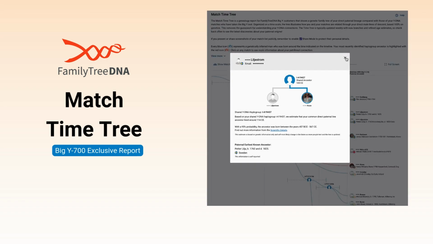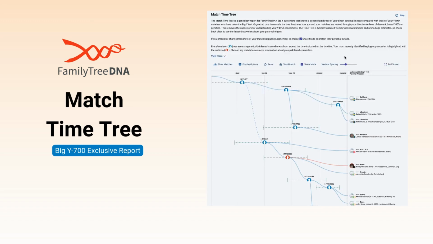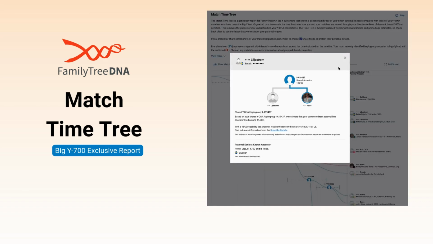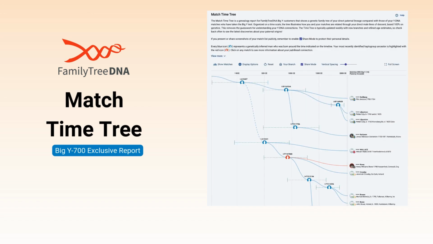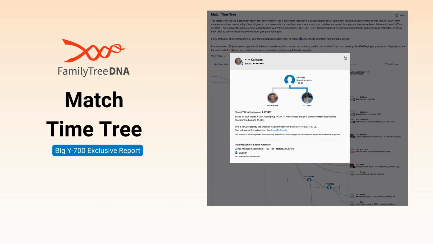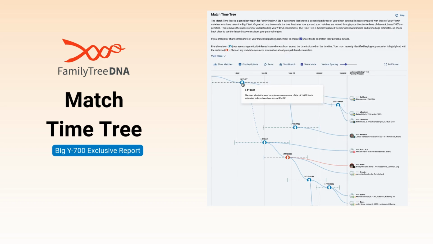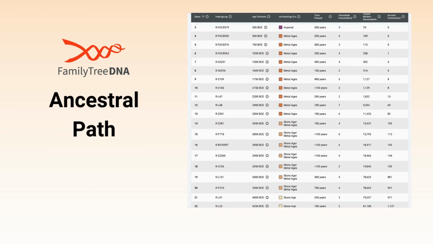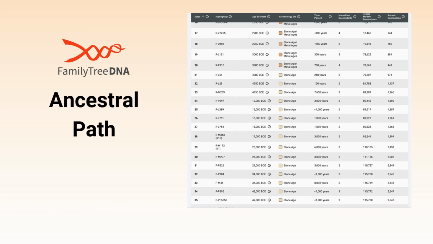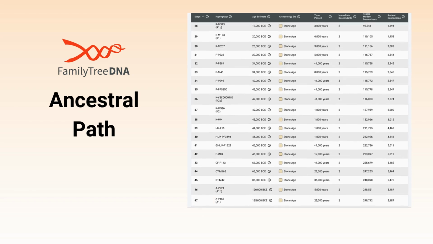The match time tree is a more recent addition to the Discover reports. And so instead of just seeing a list of your matches, this tool allows you to see where they fit in within your genetic family tree and when your shared ancestors lived. You can view your matches' earliest known ancestor locations and see exactly which branches they're on, thus allowing a better context of your genealogical connection. And ultimately, this saves a lot of time in your research, because now you're able to bring together your matches and the haplotree in one consolidated view.